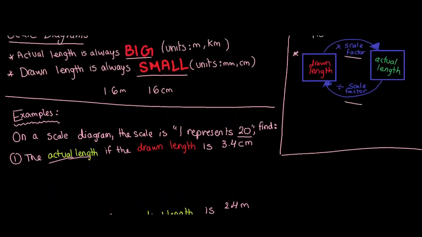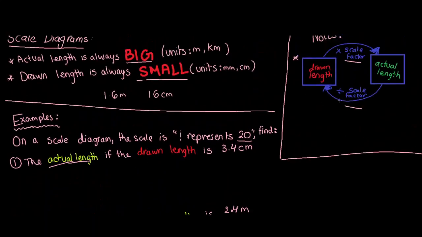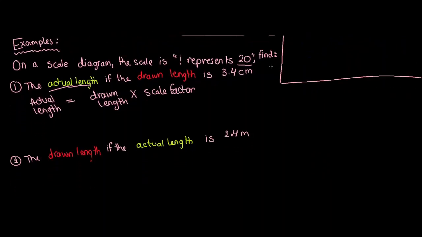And if we go up here, we've got the relationship that we have already established, which is actual length, which is the thing that we don't know, the thing that we are trying to calculate, equals drawn length multiplied by the scale factor. And we have all of the information we need to solve this question. We've got the scale factor, which is 20, and the drawn length, which is 3.4 centimeters. So we write here 3.4 centimeters multiplied by 20.